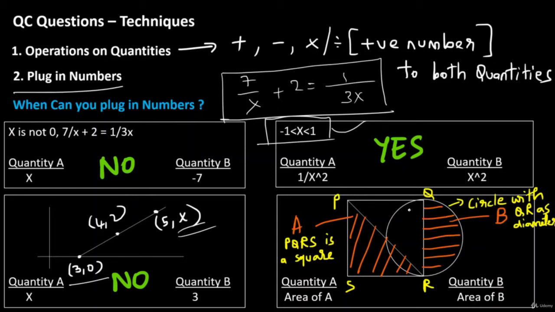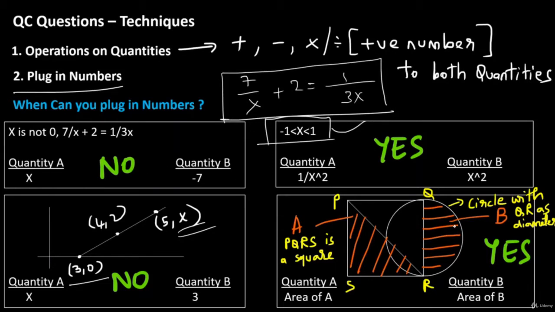Now over here you can see that you have a square PQRS. Now you need to compare the two shaded areas. Over here in quantity A you have the area of PSR and in quantity B you have the area of this semicircle, right? Now this is a circle with QR as diameter. Now in this case, yes, you can employ plugging in numbers. You can take the side of the square as say 10 or 4 and you can solve the question, right?